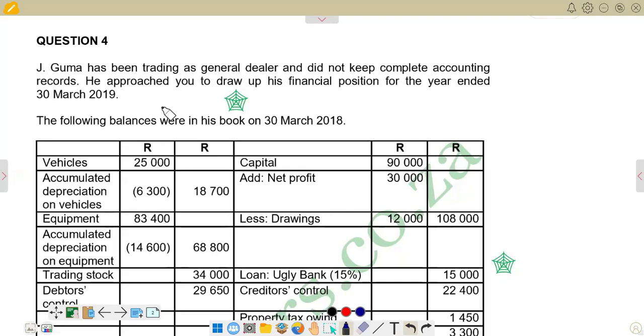In this video, we want to look at a question paper of June 2021. And this question paper is on the preparation of notes and a statement of financial position, or balance sheet.